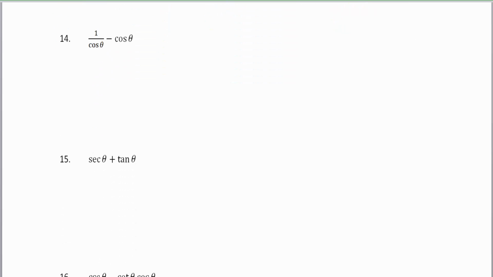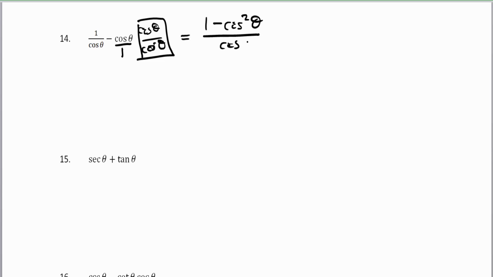What about problem 14? Well, in problem 14, we have to get this into one denominator. Now, you'll notice that this has a denominator of 1. So we got to multiply this by cosine theta over cosine theta. Okay. If we do that, now that gives me a numerator of 1 minus cosine squared theta divided by cosine. And you might say, well, can we go beyond this? And the answer is yes.